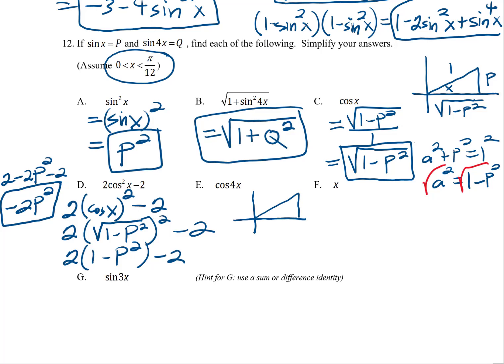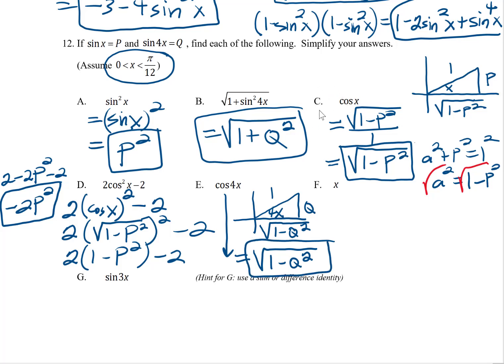The sine ratio for angle 4x is q. Think of it as q over 1. I need to fill in that missing side. Well, the math is going to be exactly the same as what we did before. This is going to end up being square root of 1 minus q squared. And then the cosine ratio would be adjacent, that square root, divided by 1. Once again, the 1 isn't doing anything, and so this simply becomes the square root of 1 minus q squared.